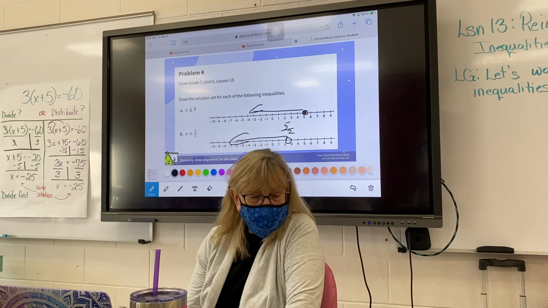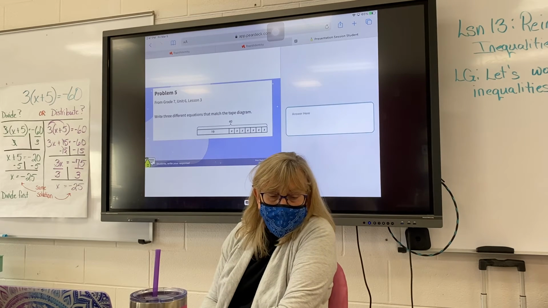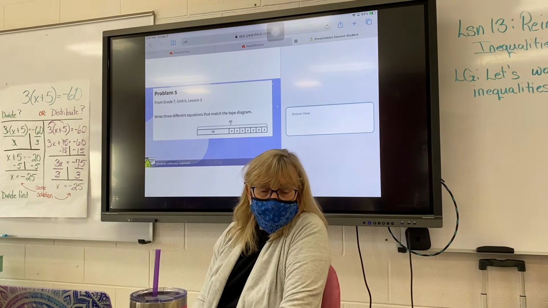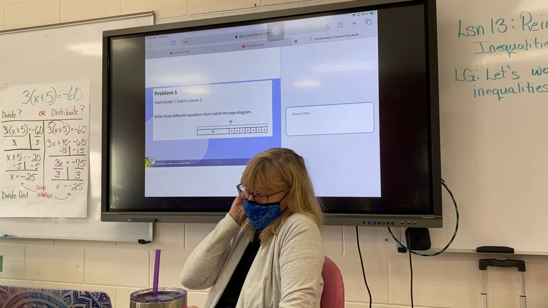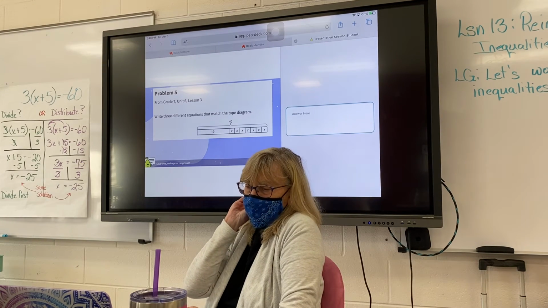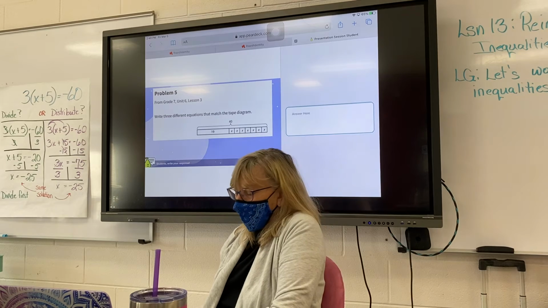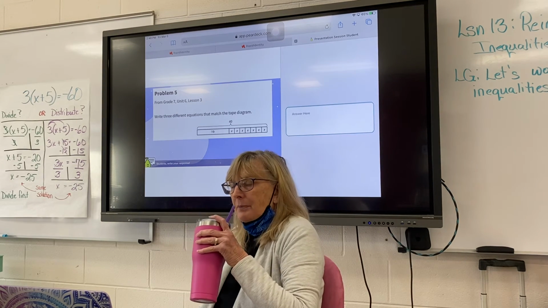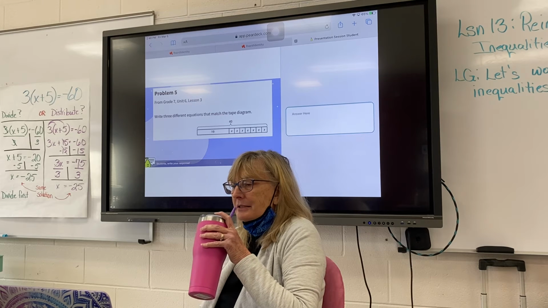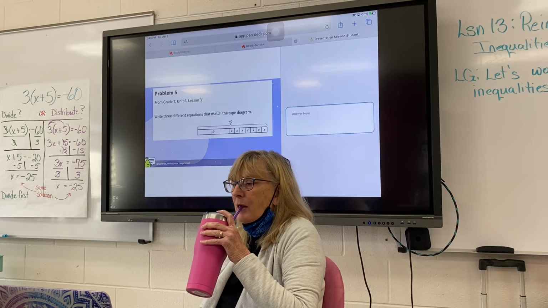All right, problem 5. Give me 3 equations that match that tape diagram. Go. Write me 3 equations. Remember, an equation has an equal sign, has an operation, a constant, a variable.